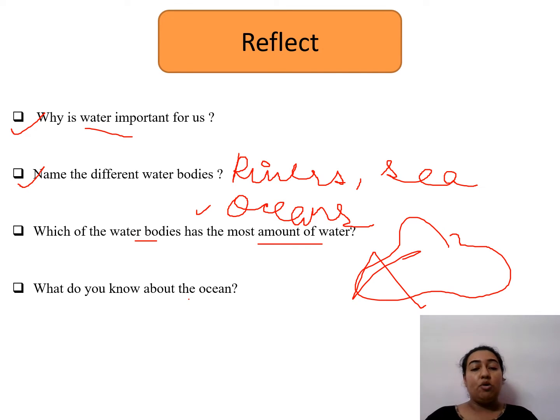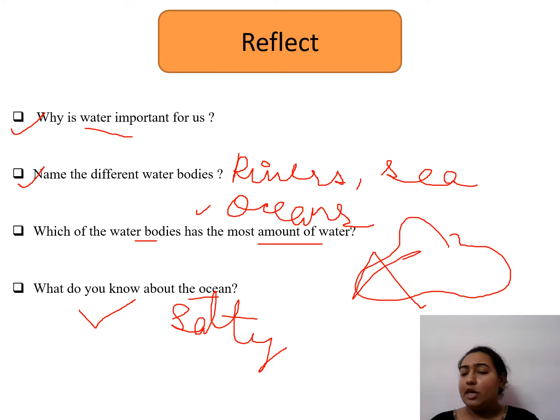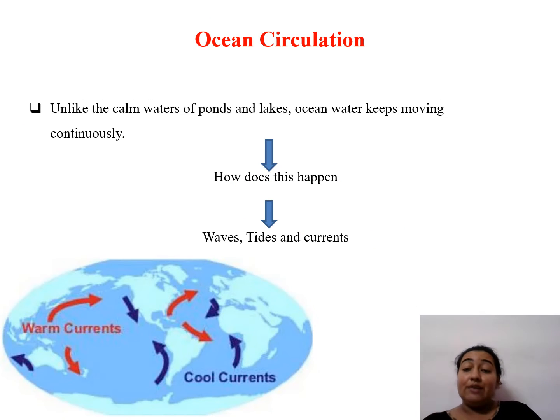And what do you know about the ocean? Yesterday we studied the characteristics of the ocean. The water is very salty, so salinity is there in the water, and it is not good for human consumption. Human beings are unable to use ocean water. These were the topics we discussed in our previous video, and this video is an extension of that. Today we are going to study something about circulation.